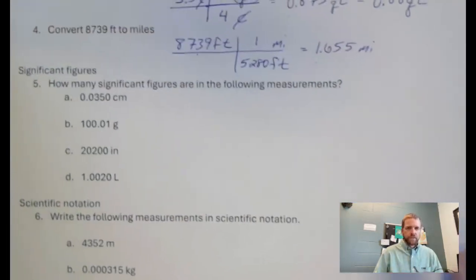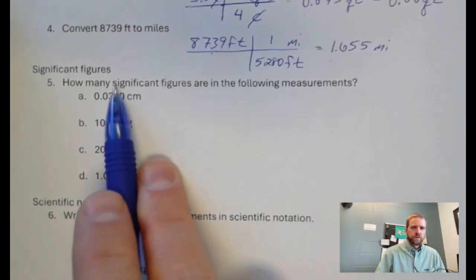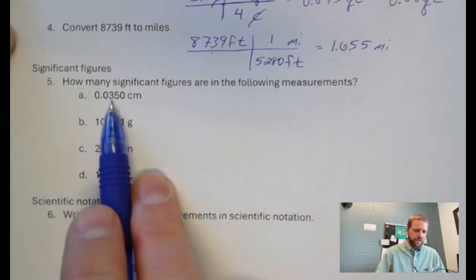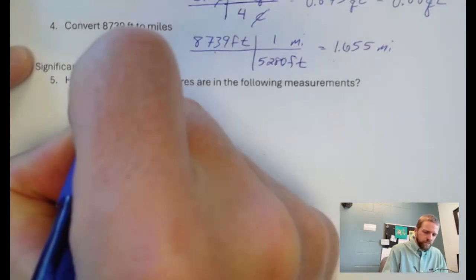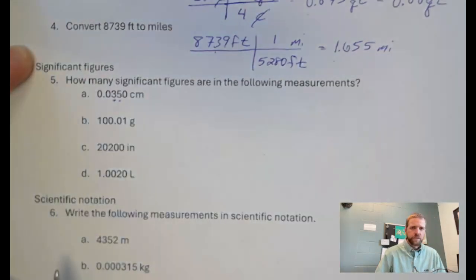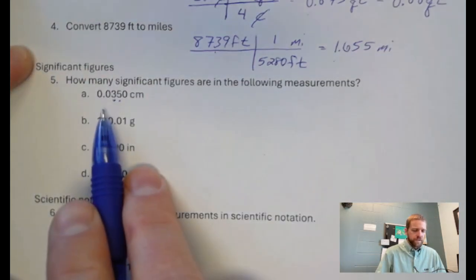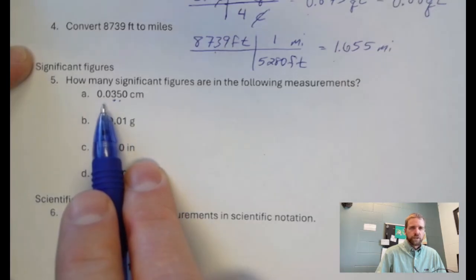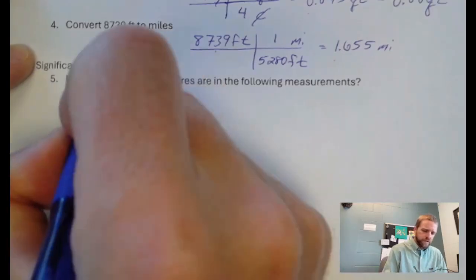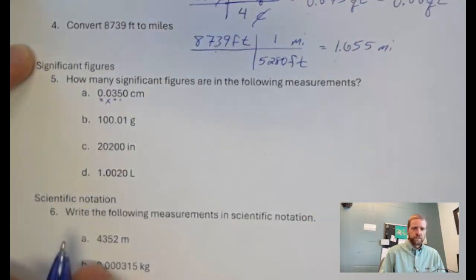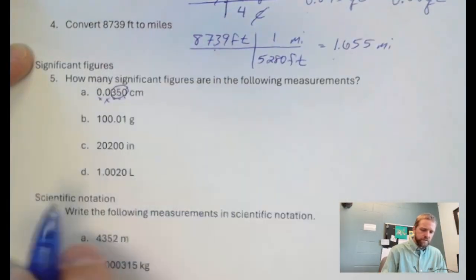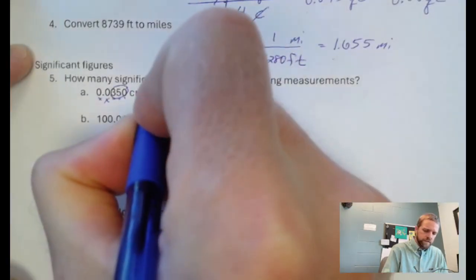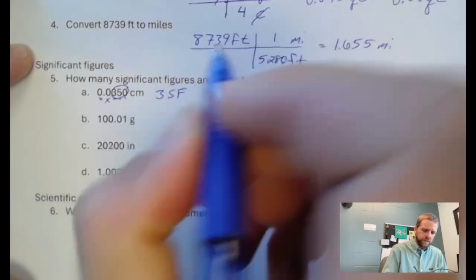All right. These next 4 problems, how many significant figures are in the following measurements? Okay, so remember non-zero numbers are significant, so this 3 and that 5 are both significant. The question is the zeros. Remember, zeros that are to the right of the decimal and to the right of a significant figure are significant. So these are not significant. This one is significant. So all 3 of these numbers are significant. So this one has 3 significant figures.